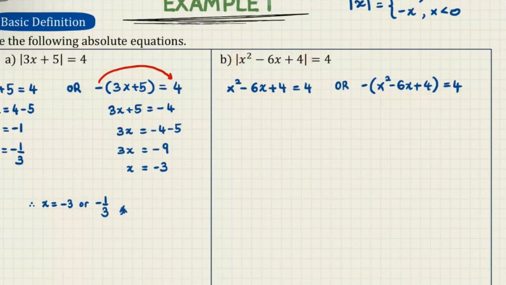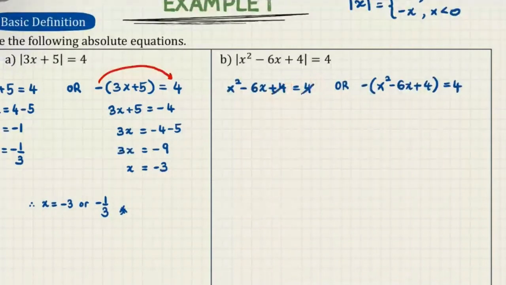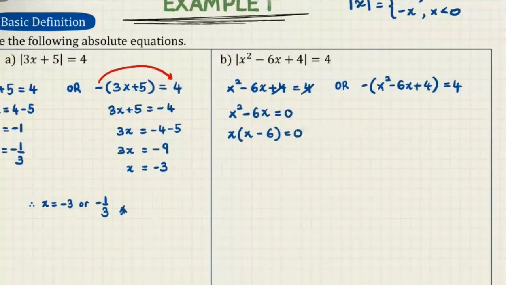Okay, kemudian kita solve. So solve untuk the left part here. So kat sini ada 4, the right hand side pun ada 4. So they can cancel each other. It becomes x squared minus 6x equals to 0. And then kita factorize x. So now we have x, x minus 6 equals to 0. So this will give us the values of x equals to 0 and x equals to 6.